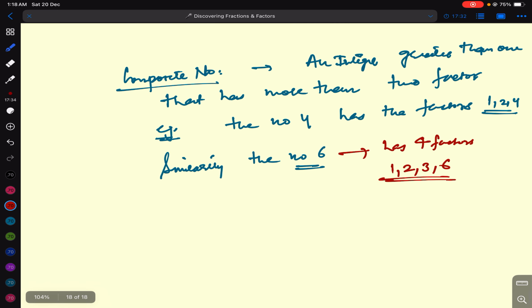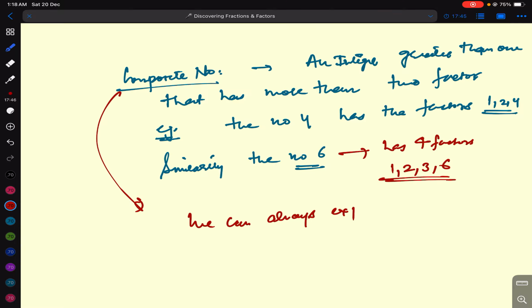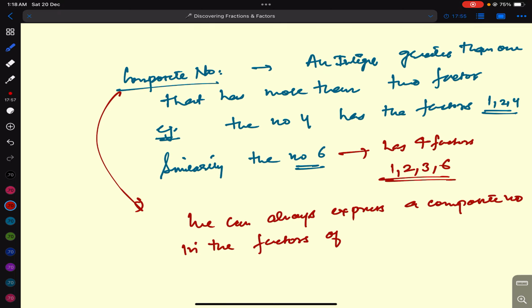Now one more thing that we have to see when we talk about composite numbers is that we can always express a composite number in terms of prime factors. So the factors that we have for the composite numbers are mostly prime numbers.